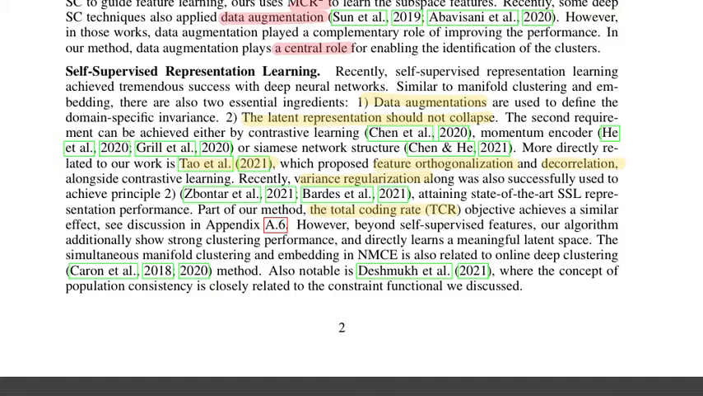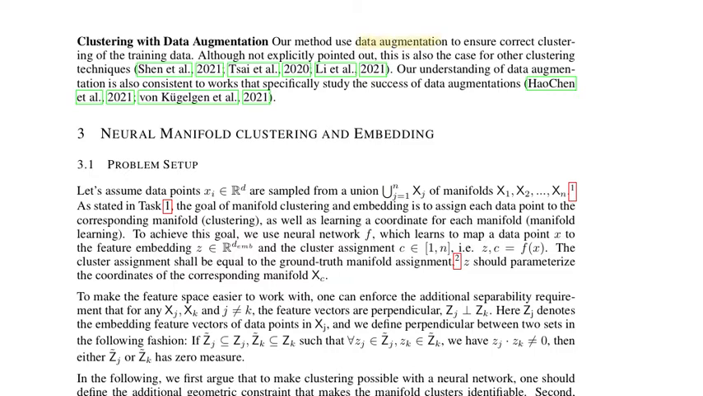Going beyond achieving a good self-supervised performance, this algorithm additionally shows a strong clustering performance, and directly also learns a meaningful semantic space for the latent representations. One other thing that they mentioned is that the concept of population consistency, shown in this reference, is closely related to the constraint functional that they have discussed in this article. The use of data augmentation in this work is to ensure the correct clustering of the training data, and they mentioned that their findings are also consistent with the literature.